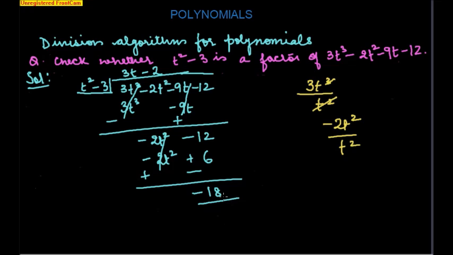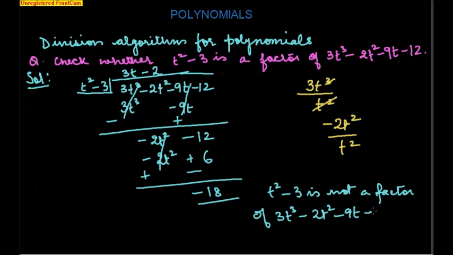Now if you see, the remainder minus 18 has the degree 0, which is less than the degree of the polynomial here, which is 2. So we stop our division here. And also because the remainder is not 0, we say that t square minus 3 is not a factor of 3t cube minus 2t square minus 9t minus 12.